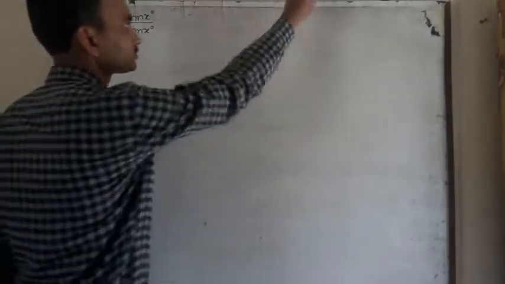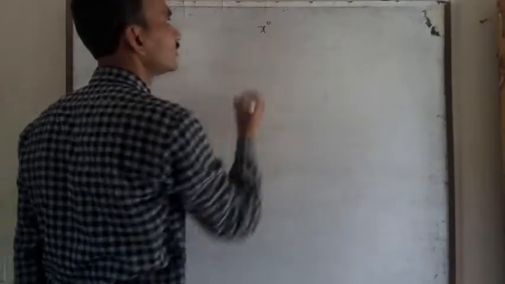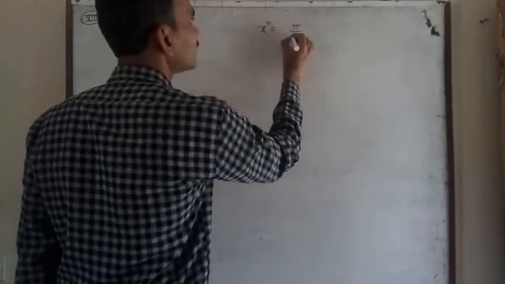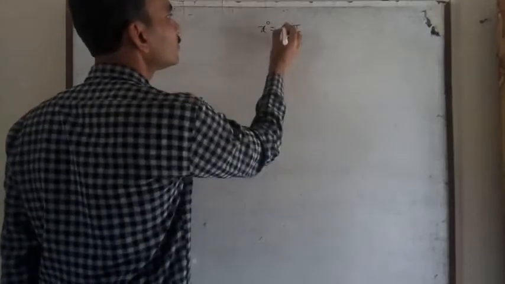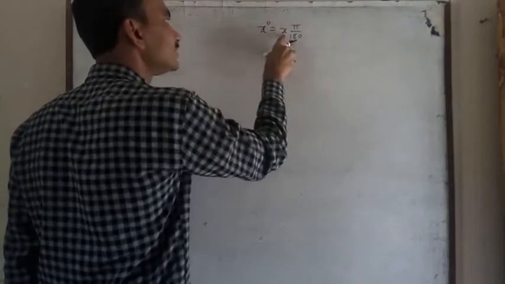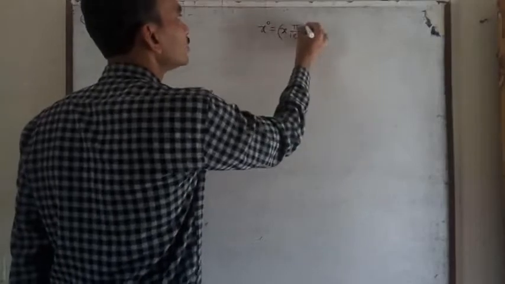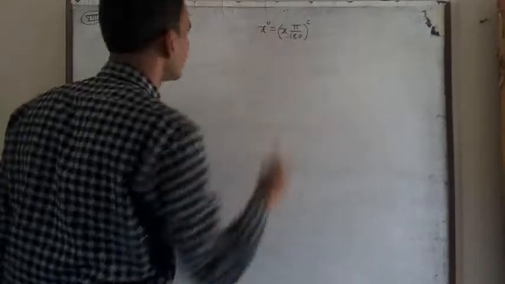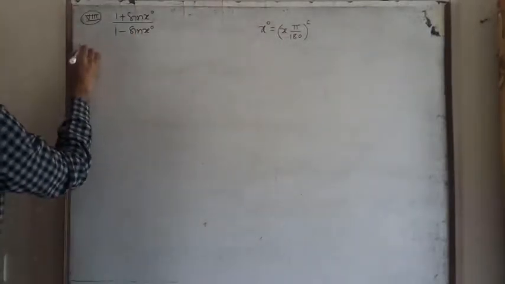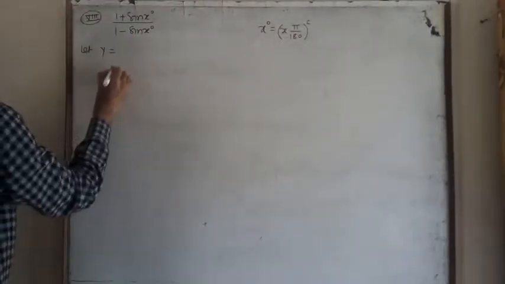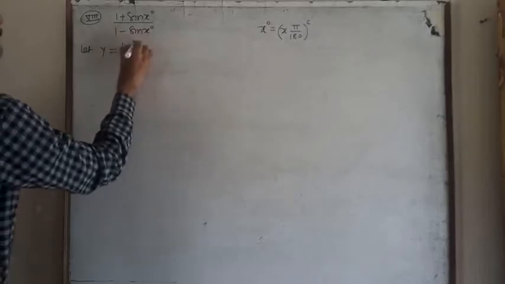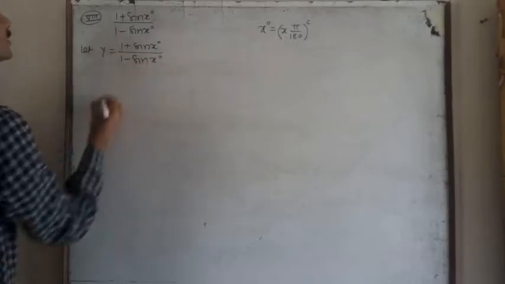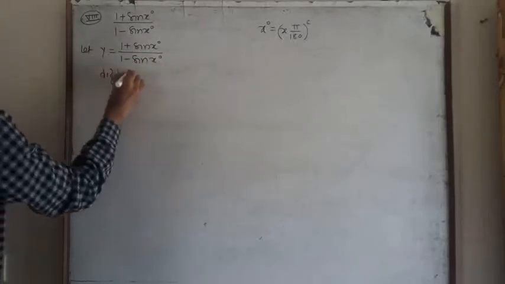We know that for converting degree measure into radian measure, we multiply by pi upon 180. So we multiply this x by pi upon 180. So we convert this x degree measure into radian measure. Let us consider this function with y equals 1 plus sine x degree upon 1 minus sine x degree. So differentiate with respect to x.